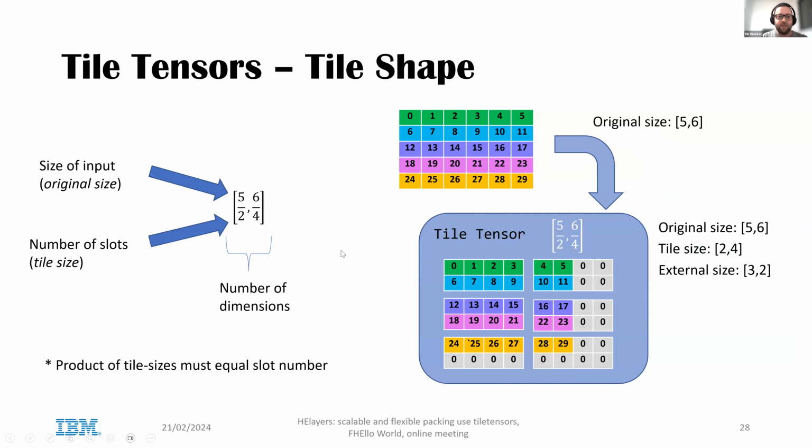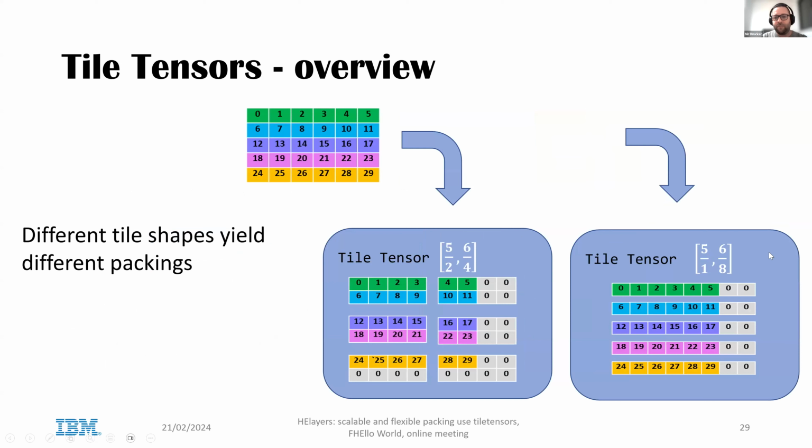And we can use a different shape to pack the data in a completely different way. We can take this 5 by 6 matrix and pack it in ciphertext, where every ciphertext still has 8 slots, but we are packing the data in a different way, which allows us to perform the computation in a different way.